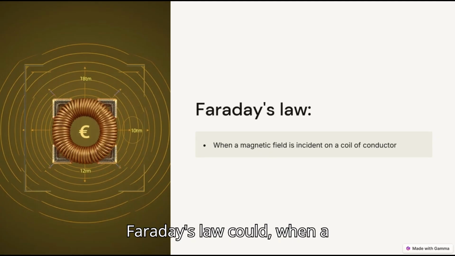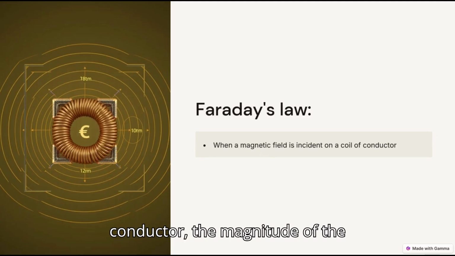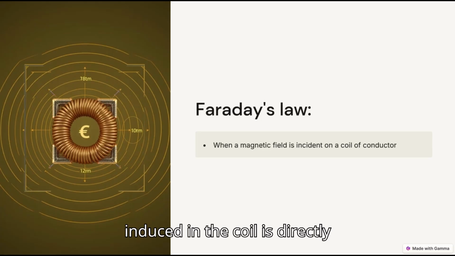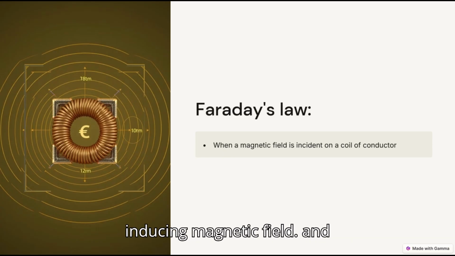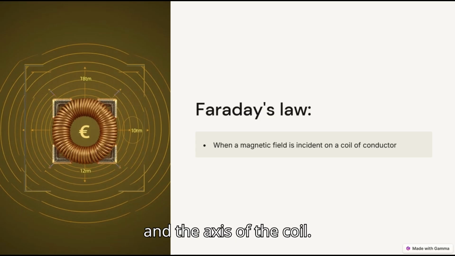Faraday's law: when a magnetic field is incident on a coil of conductor, the magnitude of the electromotive force, EMF, induced in the coil is directly proportional to the rate of change in the inducing magnetic field and the dot product between the field direction and the axis of the coil.